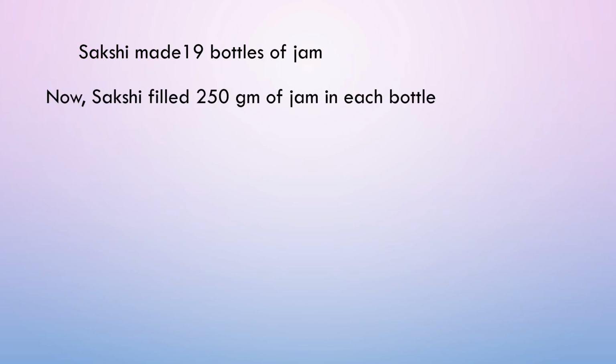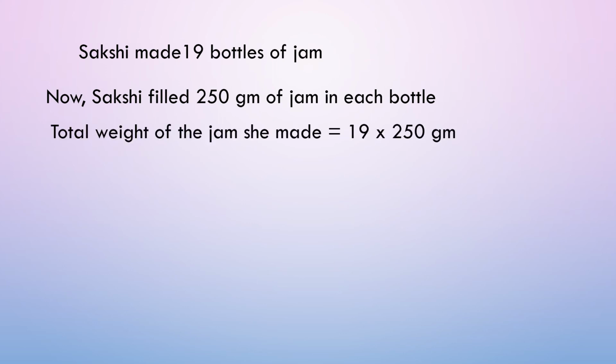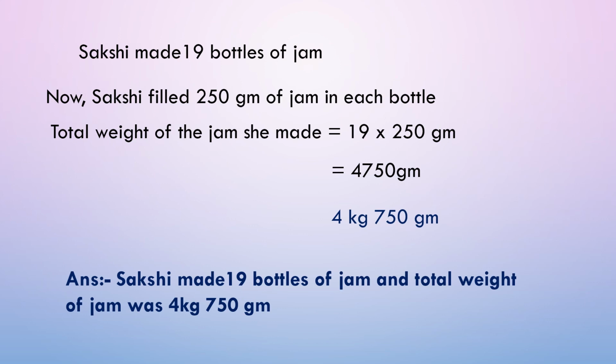Now Sakshi filled 250 grams of jam in each bottle. So the total weight of jam she made is 19 into 250. So you have to multiply it. 19 into 250 is how much? 4750 grams. You can write it in grams or you can change it into kg also. So 4 kg 750 grams of jam she made. So Sakshi made 19 bottles of jam and the total weight of jam was 4 kg 750 grams.